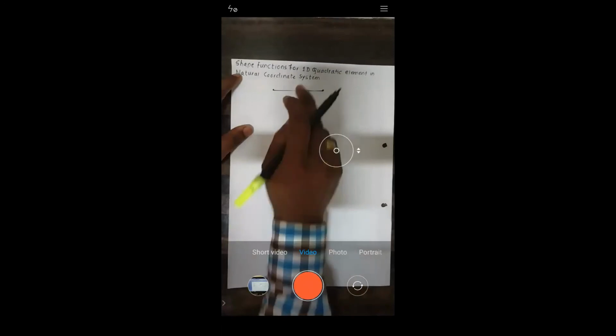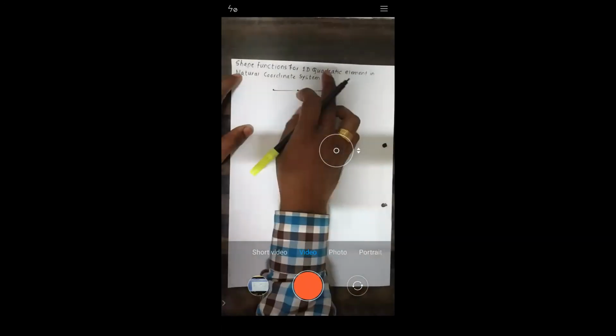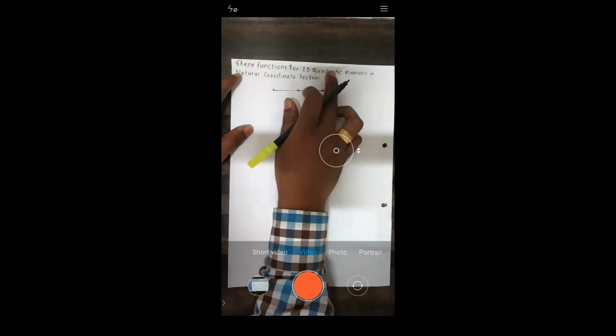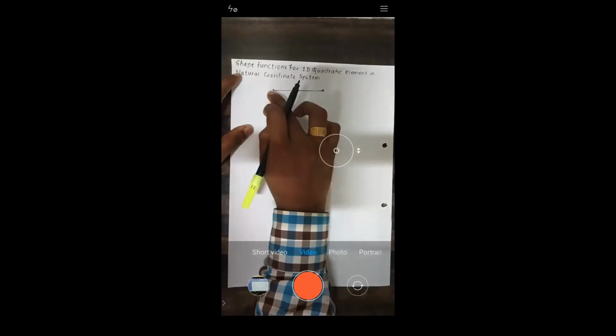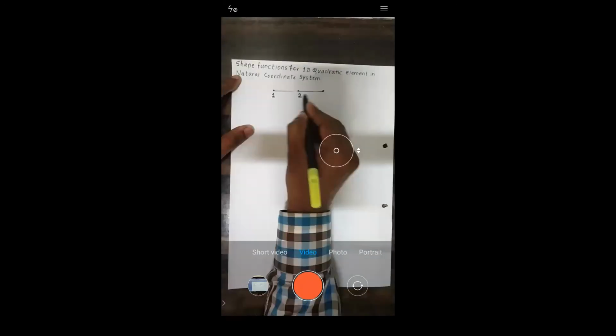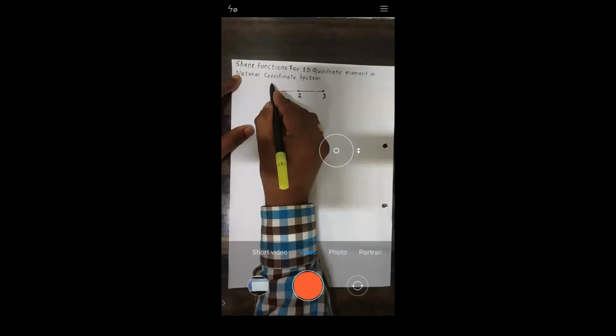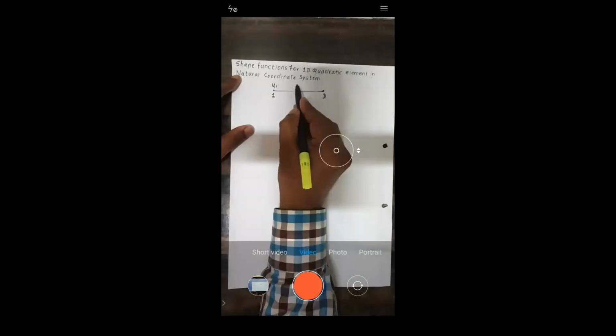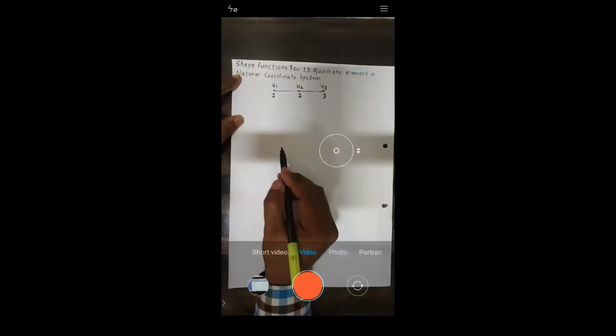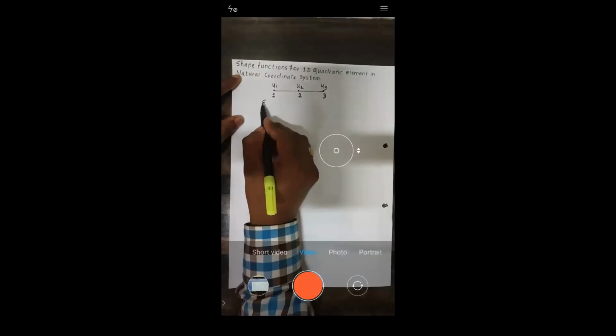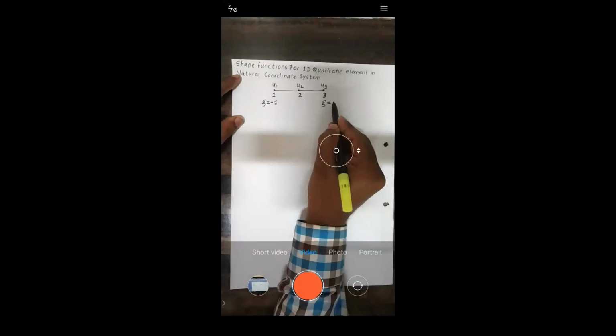Okay, so this is 1D, it means it's a line. Quadratic means 1, 2, 3 nodes. In natural coordinates, let me write down 1. This is node number 2. This is node number 3. This is displacement at node 1, displacement at node 2, and displacement at node 3. So here, quadratic means what? Zeta is ranging from -1 to +1. This is the range of zeta.